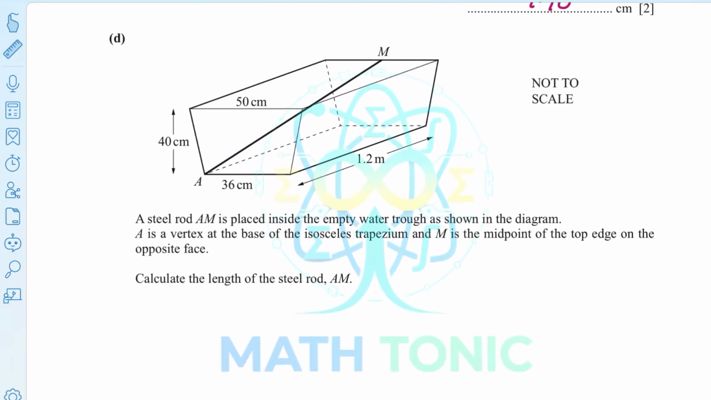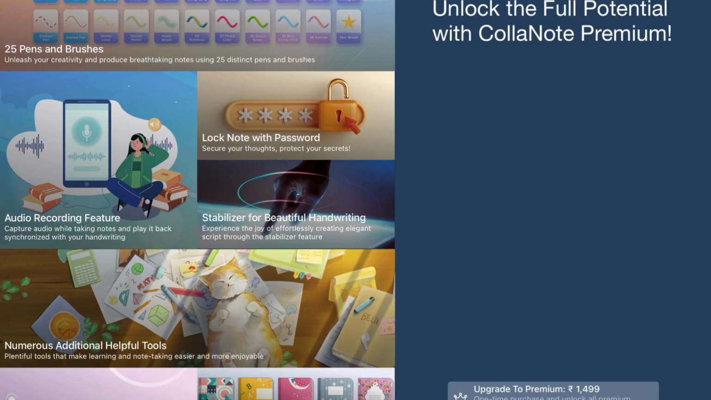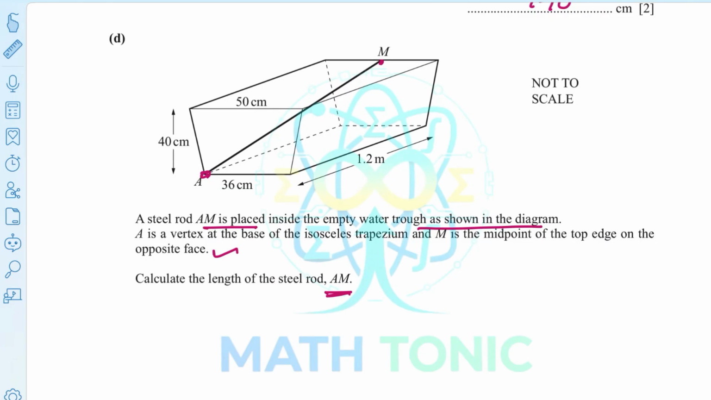Now question number D. A steel rod AM is placed inside the empty water trough as shown in the diagram. A is a vertex you can see here at the base of an isosceles trapezium. M is the midpoint of the top of the opposite face. Calculate the length of AM as per the question. See, this is the midpoint. Please draw a vertical line. This also will be a midpoint.